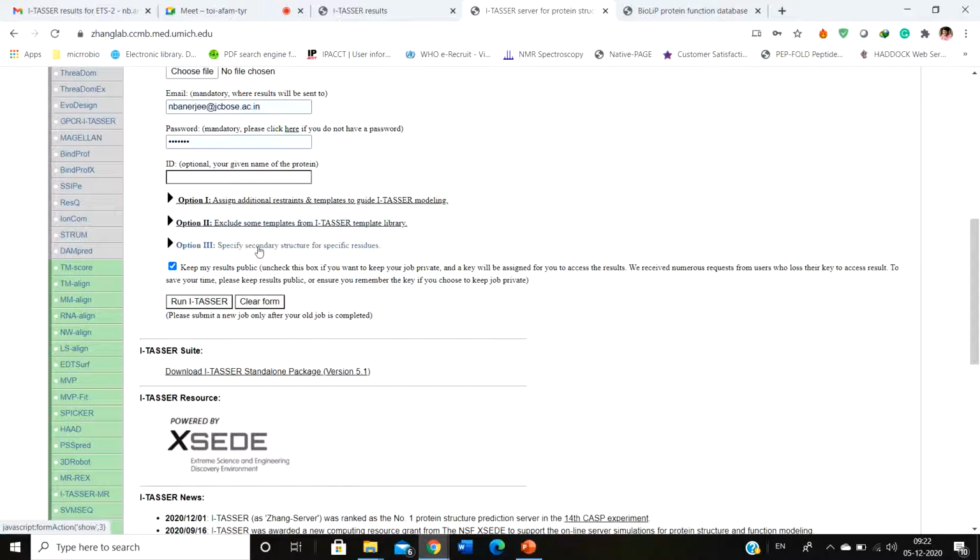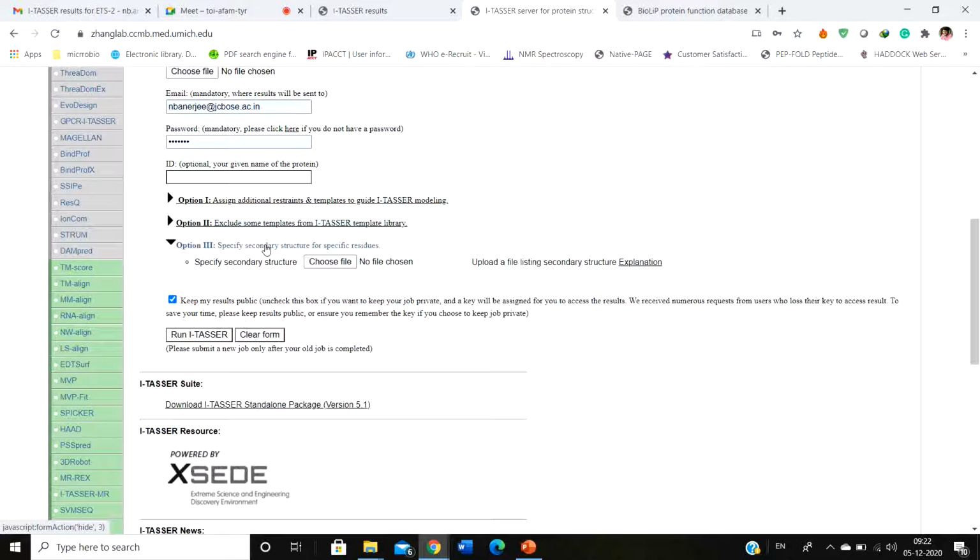And second, you have the option to specify secondary structure for specific residues, and this is where you require the help of PredictProtein or the Chou and Fasman method.